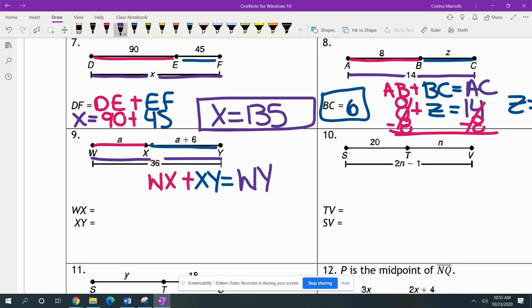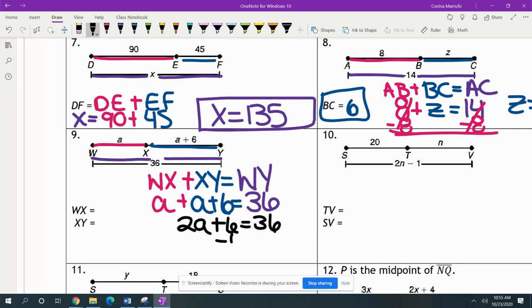So then we plug in. From W to X, they have it labeled as A, plus from X to Y, they have it labeled as A plus 6, equals from W to Y, which is 36. We're going to have to use a little bit of our algebra skills. If you have an A and you add another A, that gives us a total of 2A plus 6 equals 36. I'm going to start solving for A by subtracting the 6 first, and we get 2A equals 30. We divide by 2, and that means A is equal to 15.